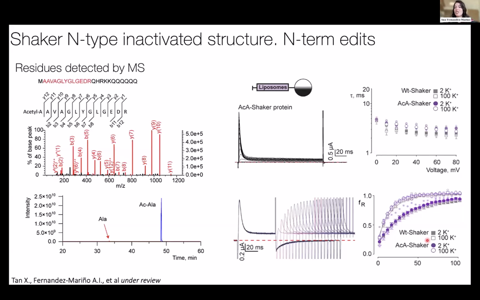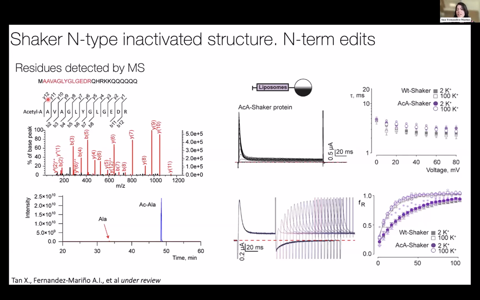I told you that the mechanism we were thinking that the high potassium will speed the recovery from inactivation in these channels was due to this charge repulsion. But we just saw that there is no charge. We solved the structure, we also did the MS, and the residue that is closer to the selectivity filter is an alanine and it's acetylated. So there is no charge there to justify this mechanism of charge repulsion.